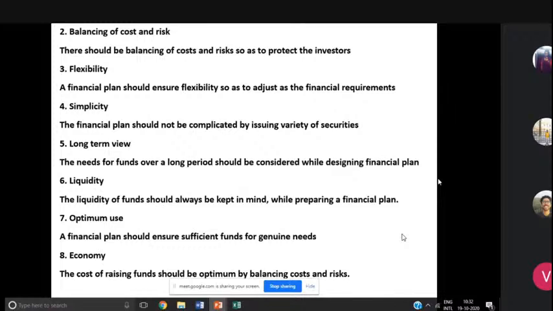Next, economy. The cost of raising funds should be optimum by balancing cost and risk. Cost of raising funds is nothing but cost of capital, which should be optimum by balancing cost and risk. By balancing what? Cost and risk.